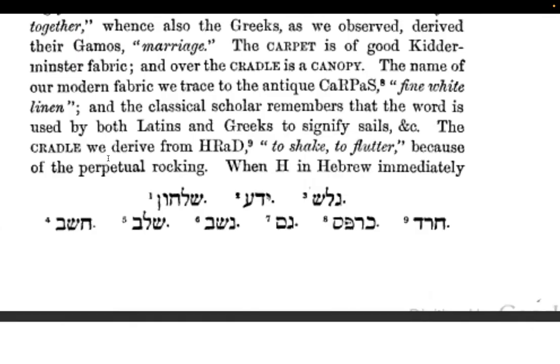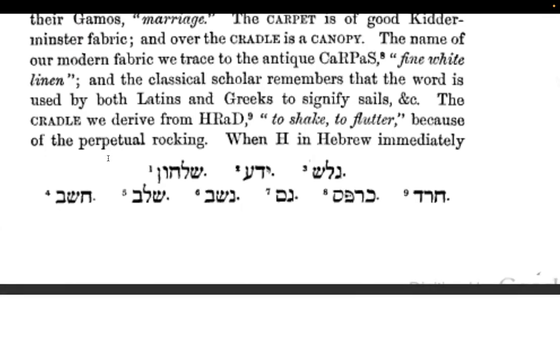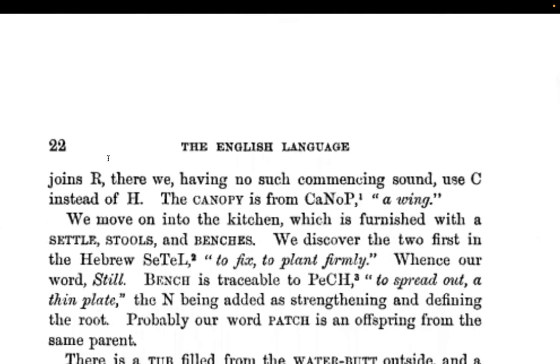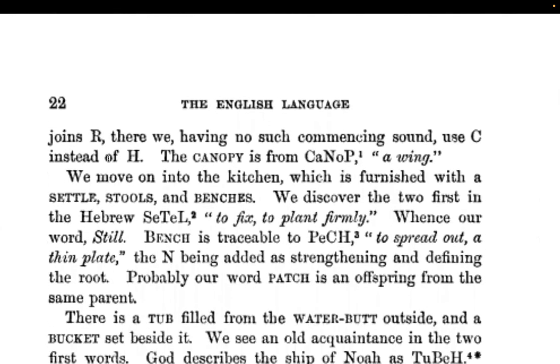The chet, or the H in Hebrew, immediately joins R. We, having no such commencing sound, use C instead of H. The canopy is from canop, a wing. So canopy is my wing or my covering, right?